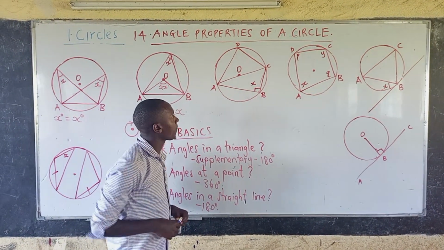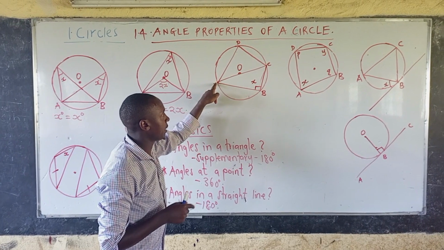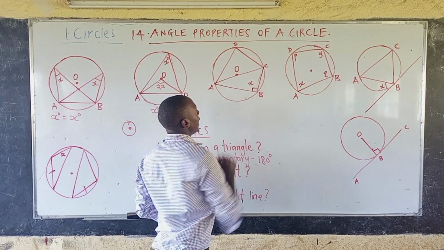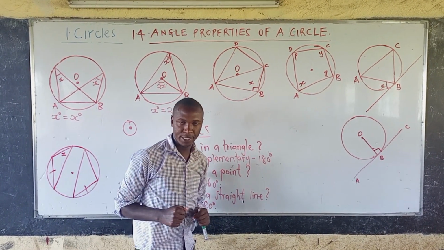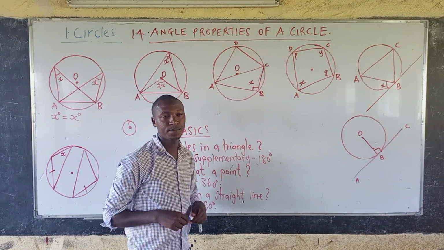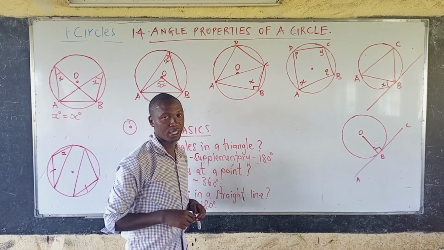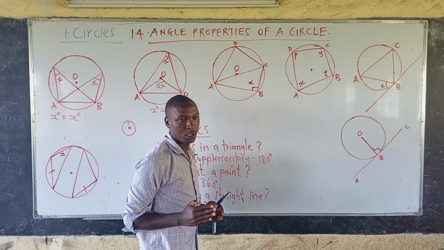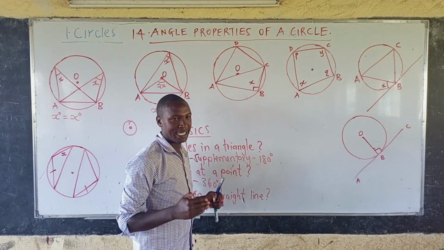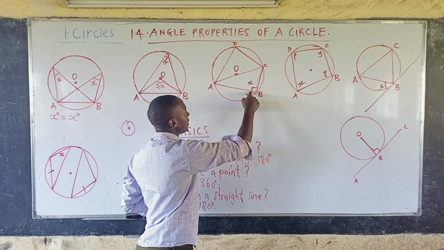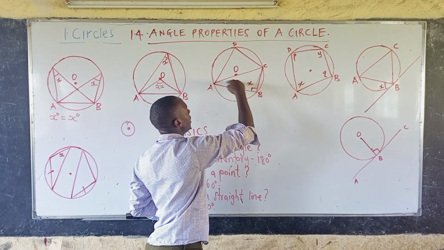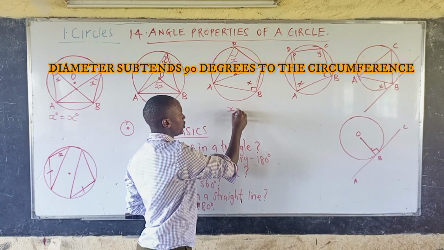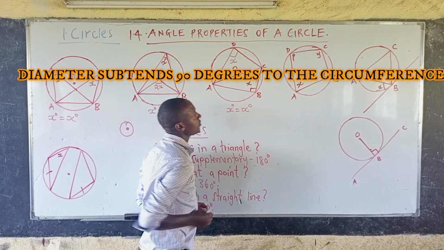Now, in the next case, we have a diameter. This is a circle with center O, and we have a diameter, and that diameter subtends an angle to the circumference. So what happens when a diameter subtends an angle to the circumference? The angle subtended to the circumference by a diameter is going to be a right angle, that is 90 degrees. So x equals 90 degrees.